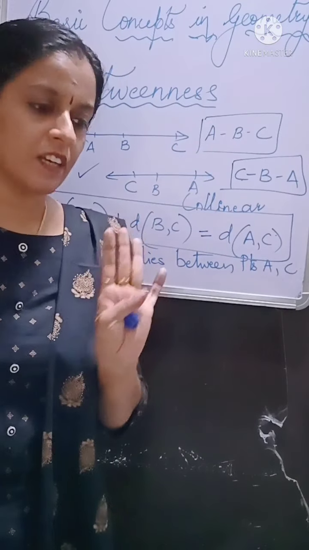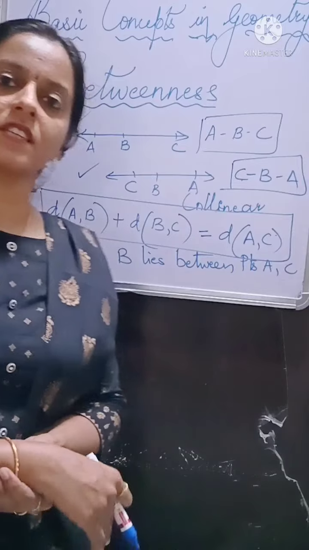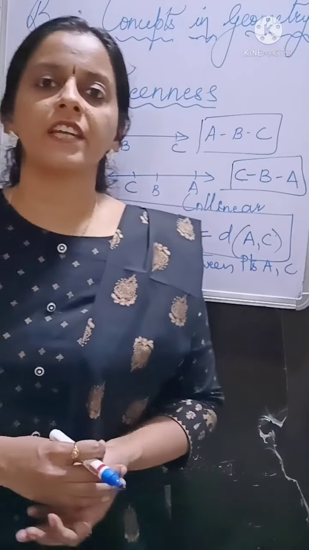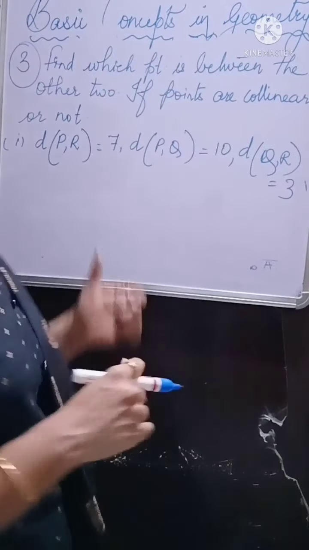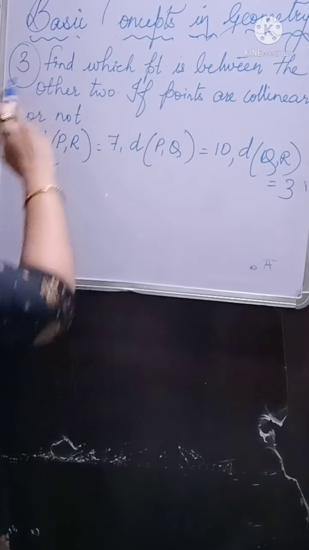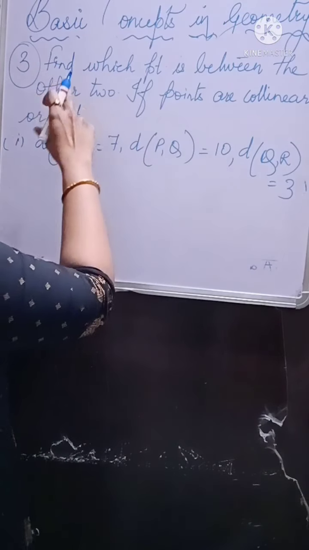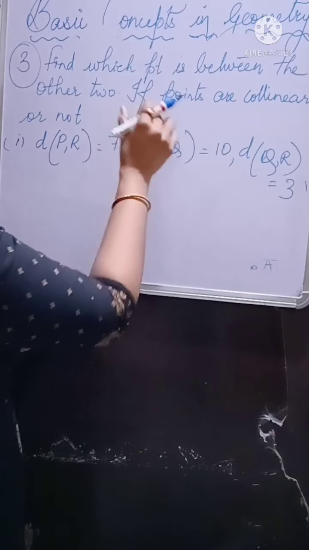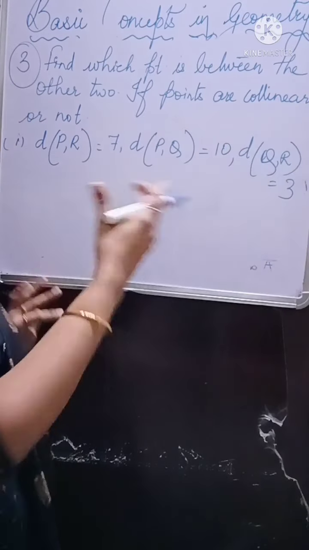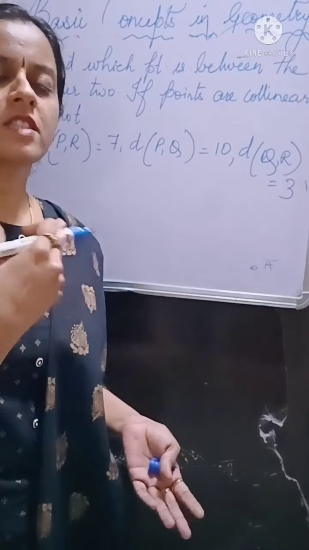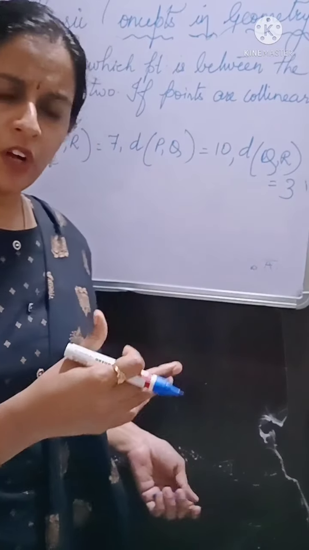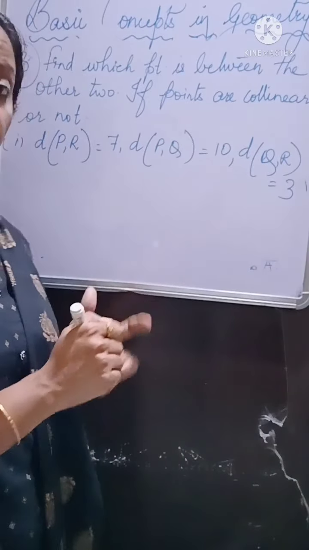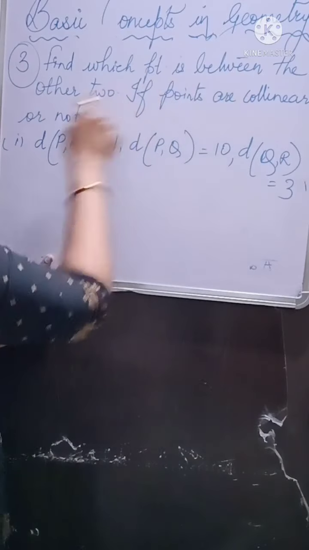Betweenness is clear. Now we will quickly get into the practice set and solve the sums related to betweenness. Now look at practice set 1.1, third question. From the given information, find which point is between the other two. If points are collinear or not, that also we have to state. State whether the points are collinear or not, and also find out the point which lies between the other two.